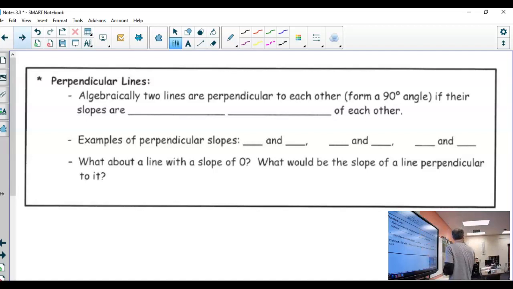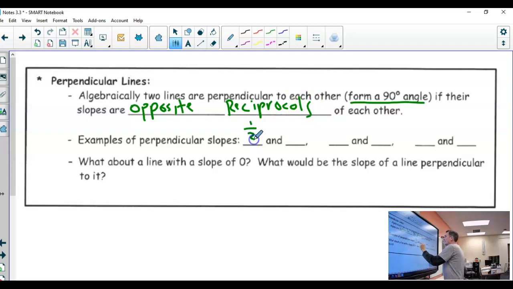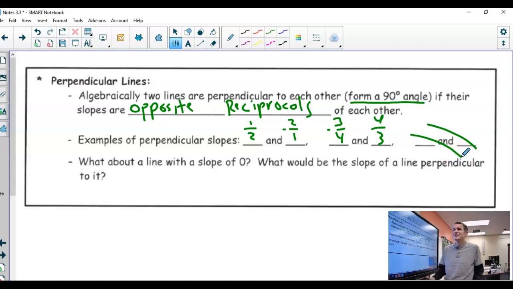So here's our summary. Algebraically, two lines are perpendicular, which means they form a 90-degree angle, if their slopes are opposite reciprocals of each other. Examples of perpendicular slopes would be like 1/2 and -2/1, or just -2. Or how about -3/4 and +4/3? All right, I don't think we need another one.